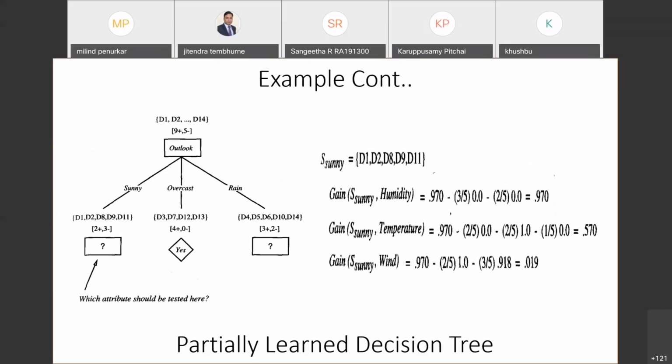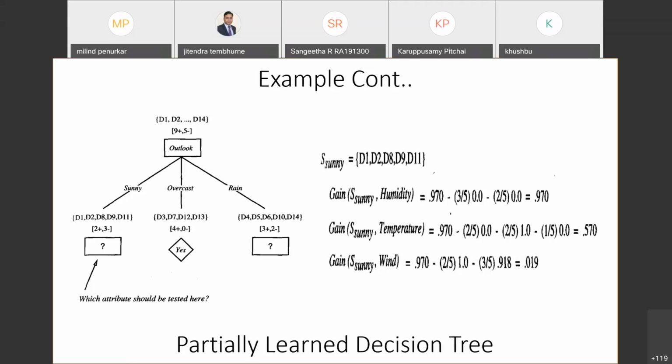Please note that S sunny, humidity becomes again 0.97, which we have calculated, minus 3 by 5 into entropy, which you can calculate for humidity. How many positive examples and how many negative examples? Again, you have to calculate the entropy for the second term. 3 by 5 is just a portion, and 2 by 5 is again a portion. You have to again calculate minus log base 2 with positive and negative examples. Why would that have come as 0? Because using humidity and the sunny condition in the training instances, the values are 0.